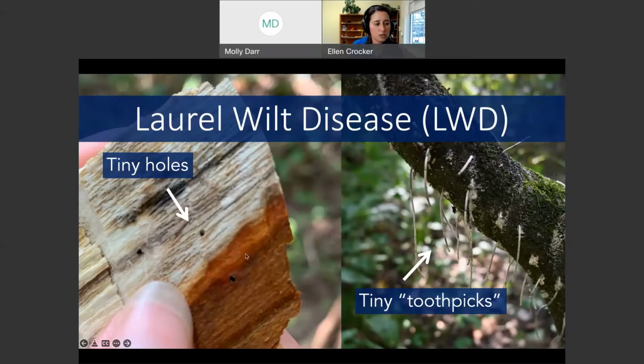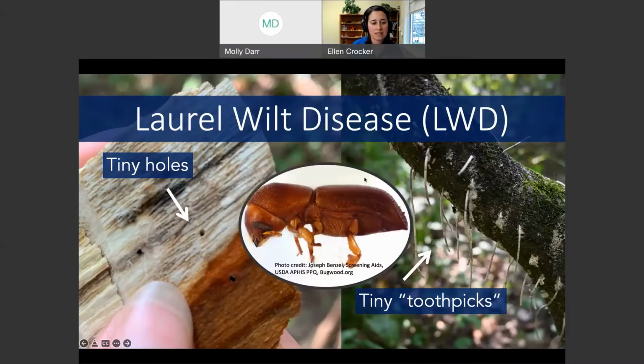But if you were looking at laurel wilt disease, again, I think you'd have to be an entomologist to see these tiny, tiny little holes that are caused by the red bay ambrosia beetle that's moving that fungus into the tree. And you might see some tiny, tiny little toothpicks as well. This is spice bush, which is another host species in my area.